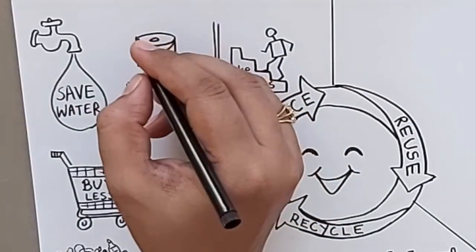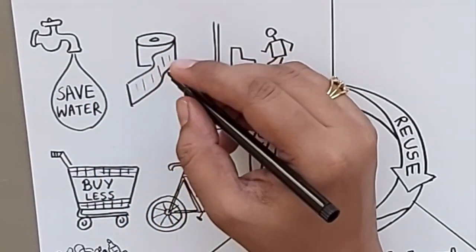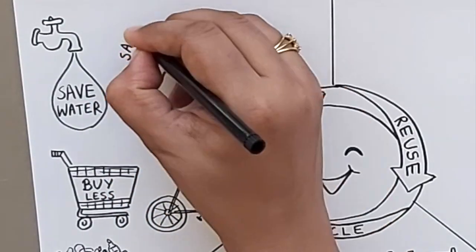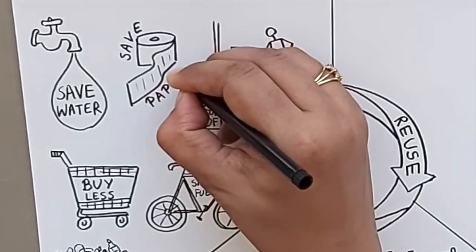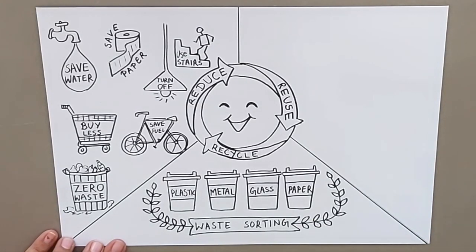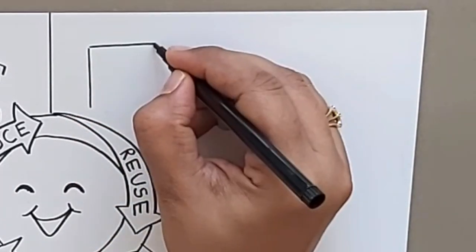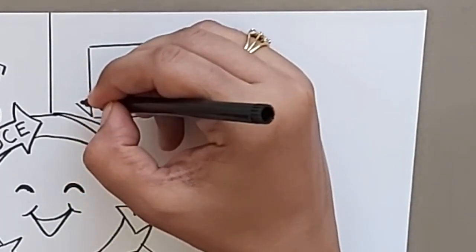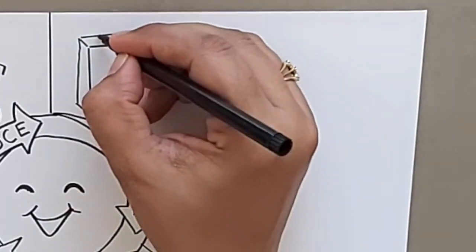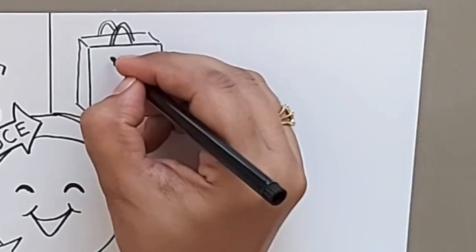Be it tissue paper or the paper on which you write, make sure you use both the sides of the paper to write upon, and don't waste the paper. You can recycle paper as well. So for recycling paper, you can follow our another video that you see popping up above.